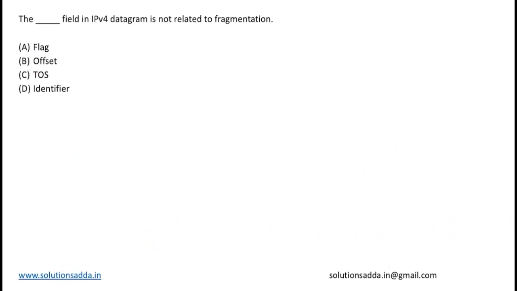So this is a question from computer networks. The dash field in an IPv4 datagram is not related to fragmentation. Options are flag, offset, TOS and identifier. TOS stands for type of service. We know that flag is used to identify if the machine must not fragment the datagram or if the datagram is not the last fragment, as in there are more fragments coming after this one.